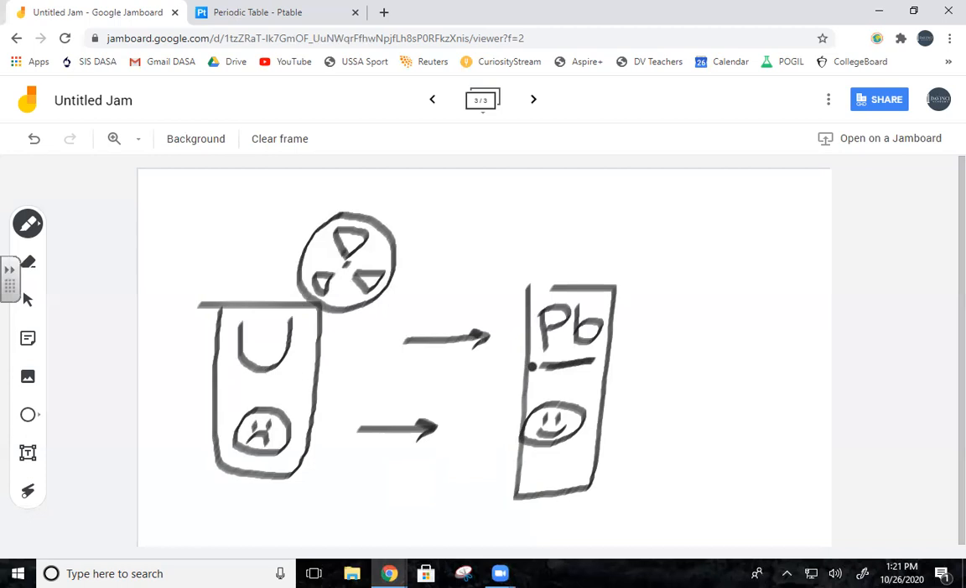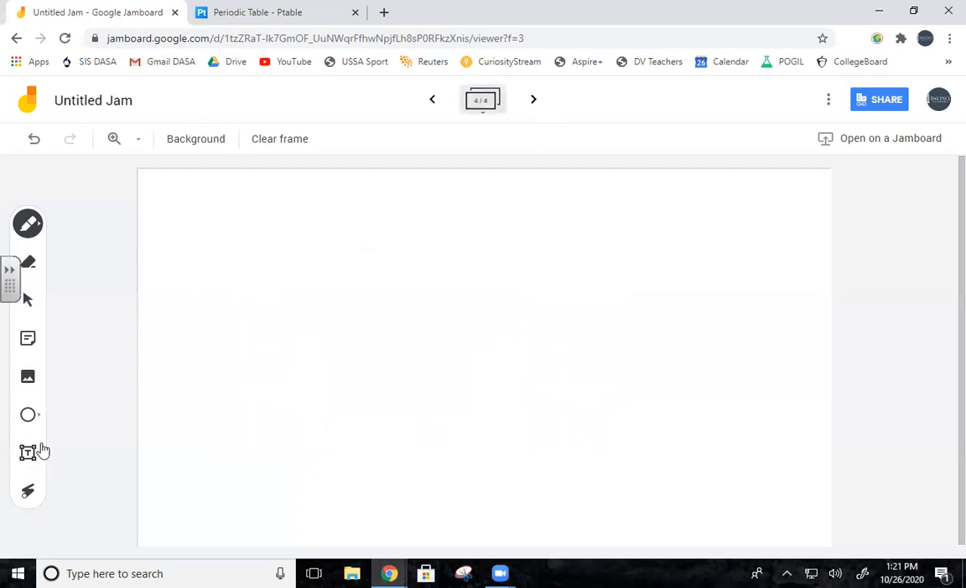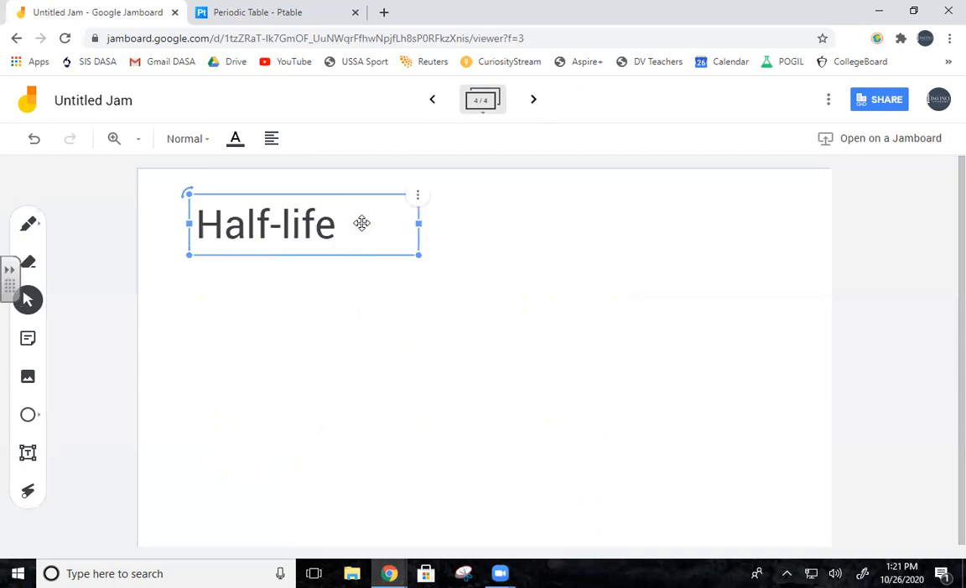And so when uranium transitions to becoming lead, it does so over a period of time, okay? And that period of time is called a half-life. Half-life. That is a fictitious game that's never coming, my friend. A half-life can also be abbreviated as T half.